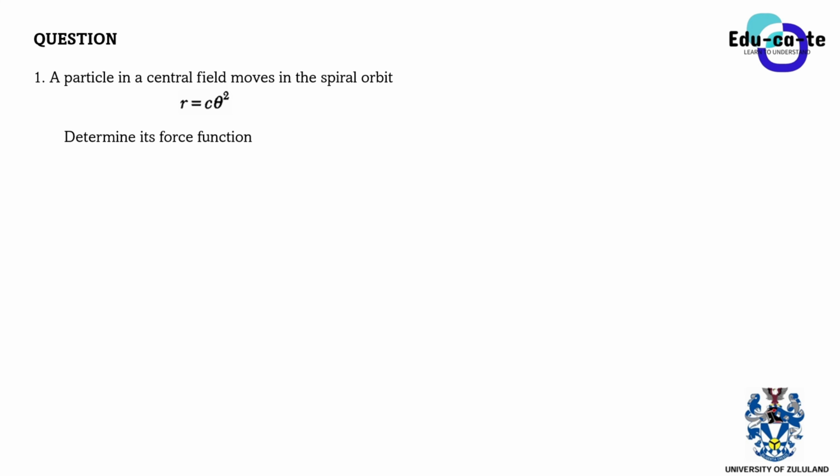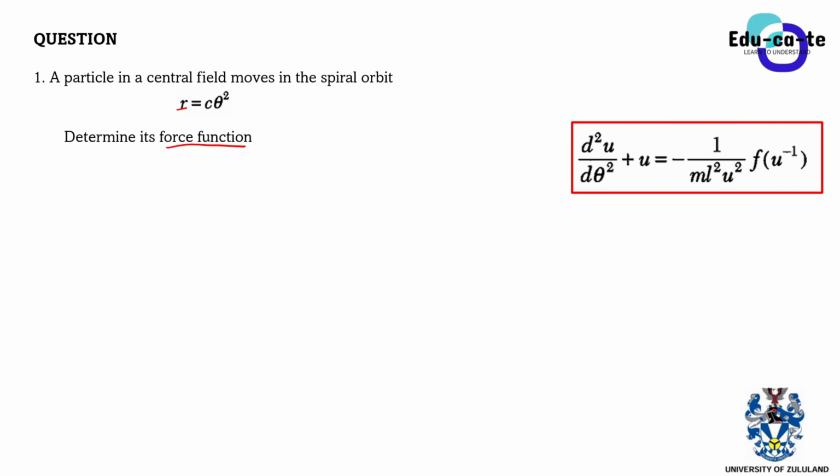A particle in a central field moves in the spiral orbit given by r equals c theta squared. Remember, r represents the radial distance between the particle and the central force. So now the question says determine its force function. We have covered the formula for the force function in our previous video and how to prove it. It has been proven there, but now we just need to use it to be able to find the force function.